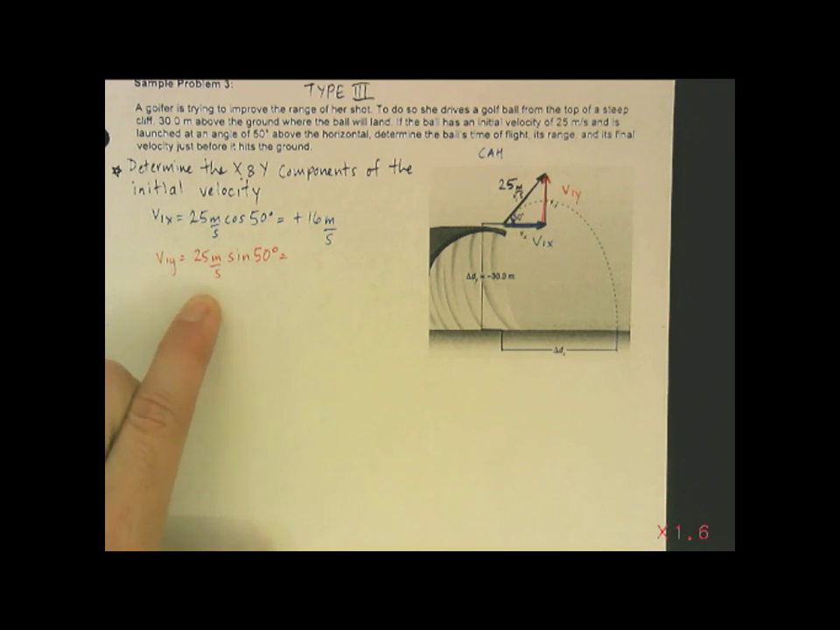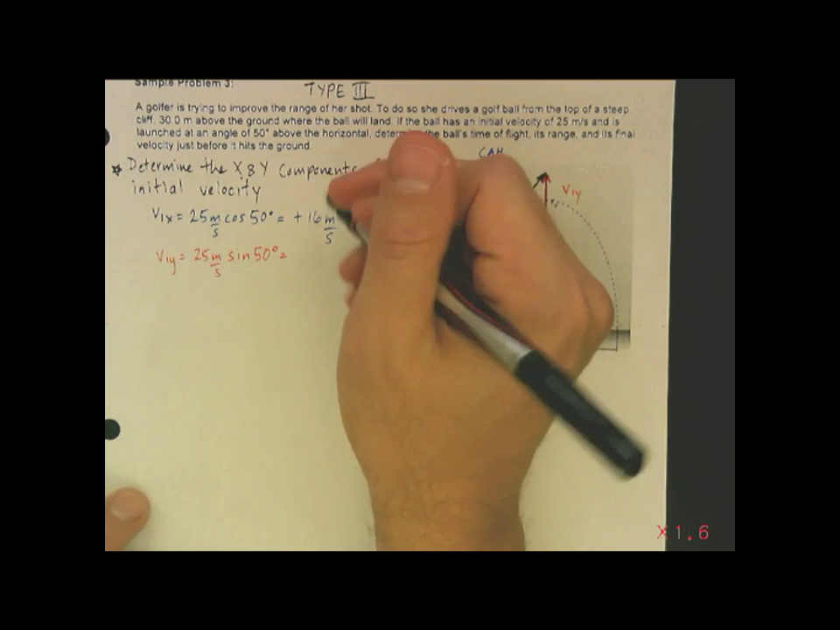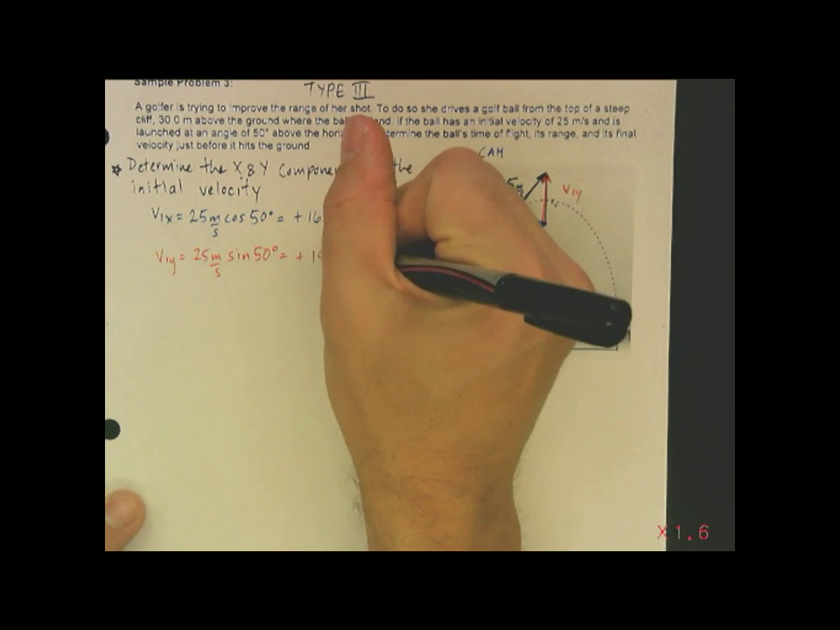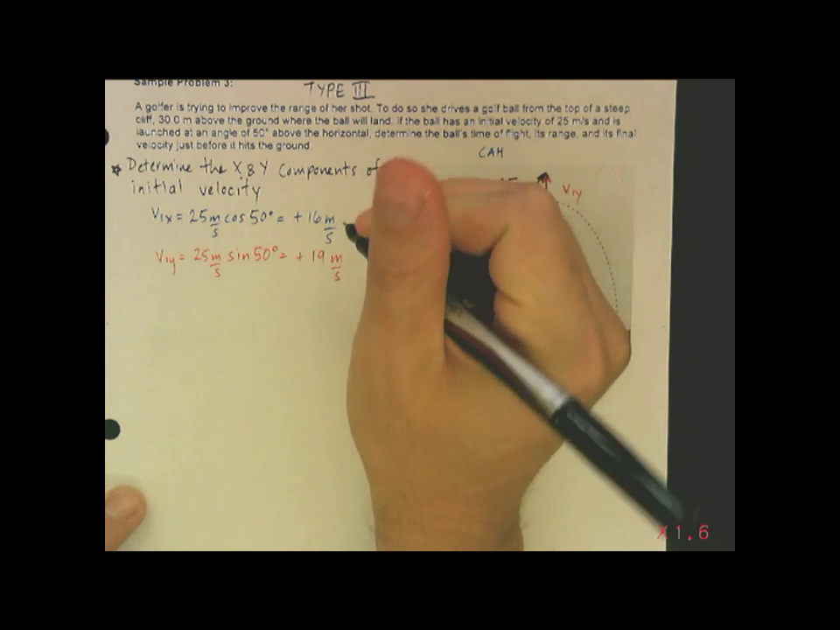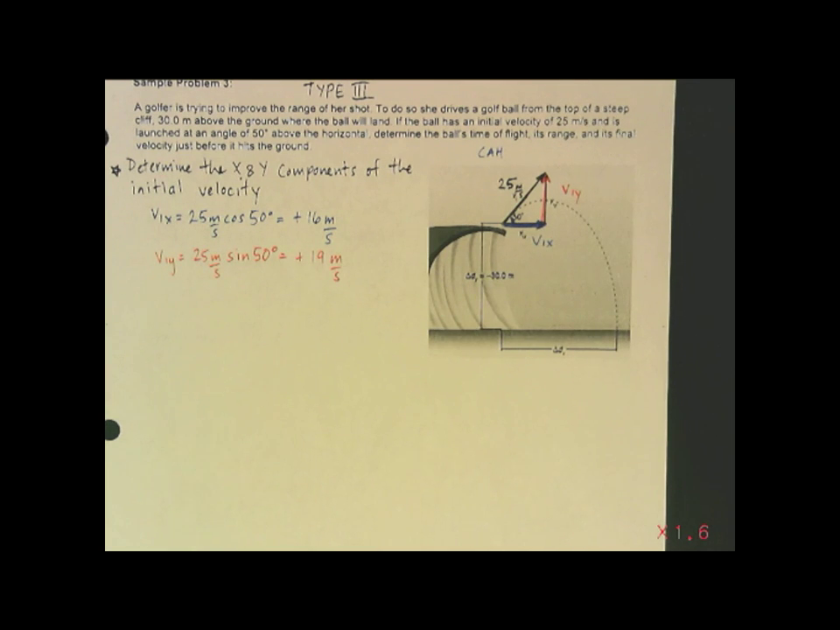All right? If we punch these into our calculator to two significant digits, what do we get? Alex? 19 meters per second. Positive 19 meters per second. So the initial velocity in the y direction is going up. Okay, we haven't even attempted to answer the question yet. All we've done is determine the initial x and y components of the velocity. And that's what you should do for every projectile motion question. Just determine the initial x and y components.